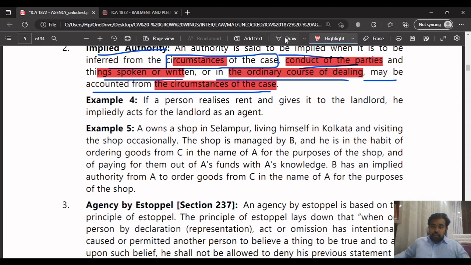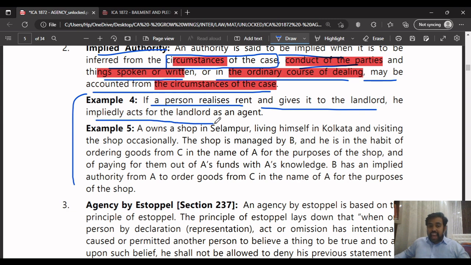Okay. Now coming to the example, these examples are important because implied authority you won't be able to find out if the case study comes on this unless you know. If a person realizes rent and gives it to the landlord, he impliedly acts for the landlord as an agent. Suppose, for example, you authorize some person, you don't even authorize. If some person realizes the rent and that agent gives it to the landlord, it is assumed that he is the agent of the landlord.